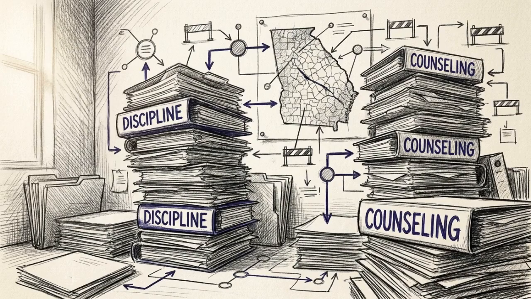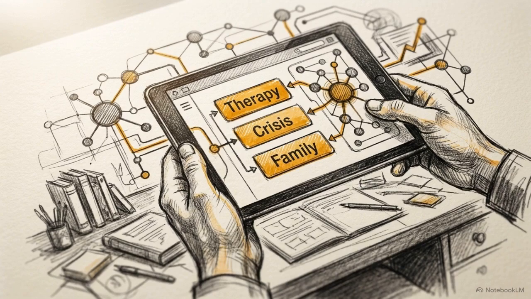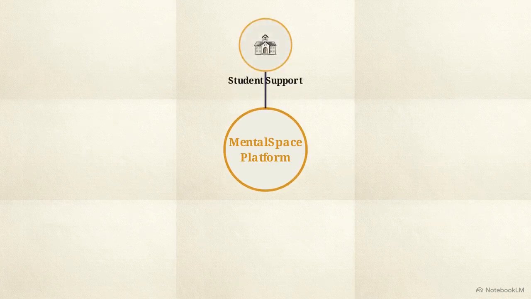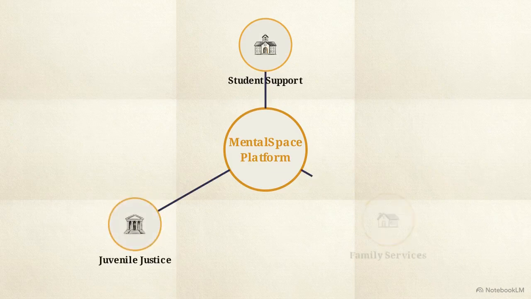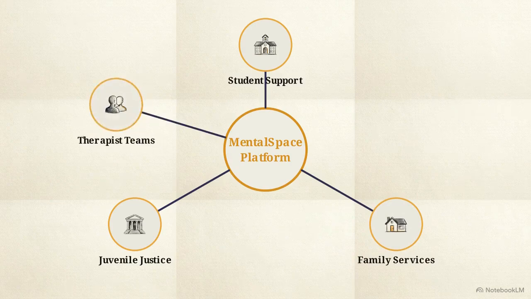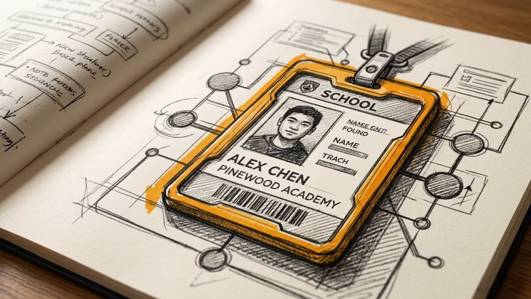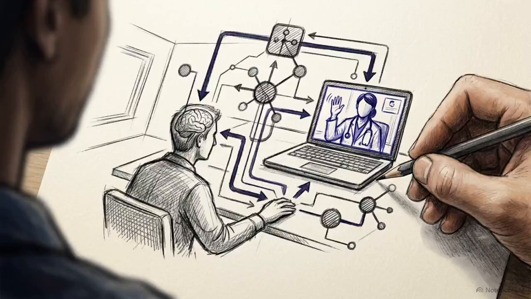Integrating these clinical networks presents a logistical hurdle for Georgia districts. They need a way to deploy these interventions without overhauling their existing infrastructure. The MentalSpace school model serves as an operational bridge. Their teletherapy framework synchronizes directly with student support teams, juvenile justice, and family services. Deployment is handled through same-day teletherapy and dedicated therapist teams assigned to each school to coordinate care with counselors and prescribers. This structure allows the 4% of students meeting CD criteria to receive continuous, culturally competent clinical care.